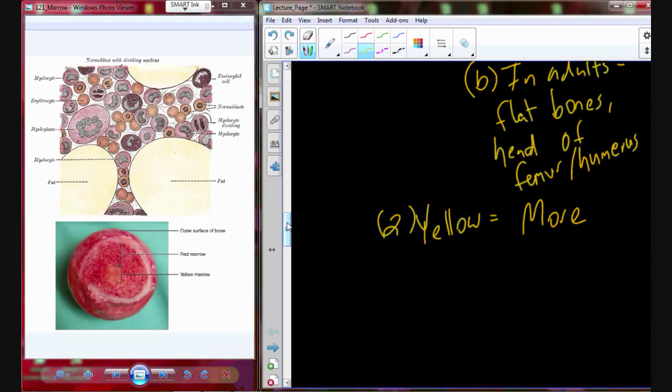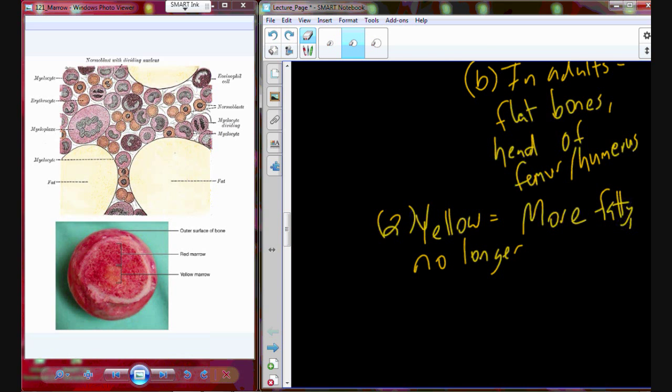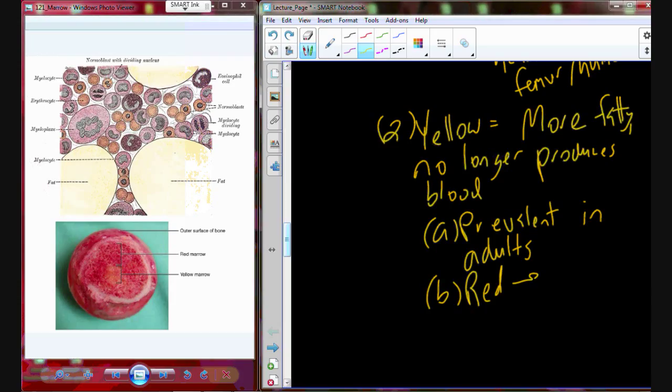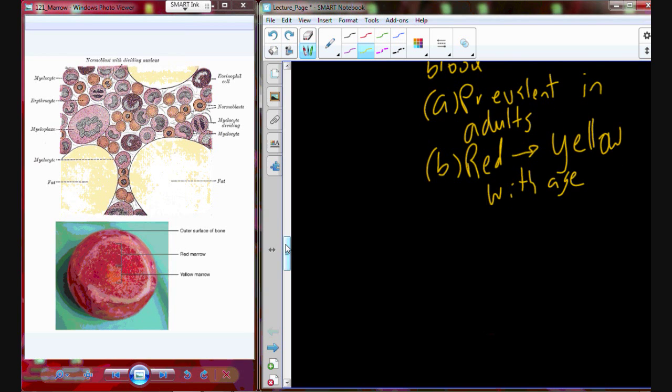Yellow marrow, on the other hand, is going to be more of a fatty tissue. And it's no longer producing blood. So how do we actually get yellow marrow? Red marrow, obviously very prevalent in children, and as you age, yellow marrow becomes more prevalent. It's very prevalent in adults. And it arises because some of our red marrow just simply becomes more fatty. The tissue gets higher levels of adipocytes and turns more yellow as you age. It's a natural process of the biology of aging.